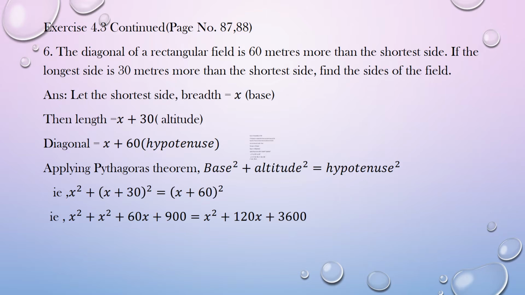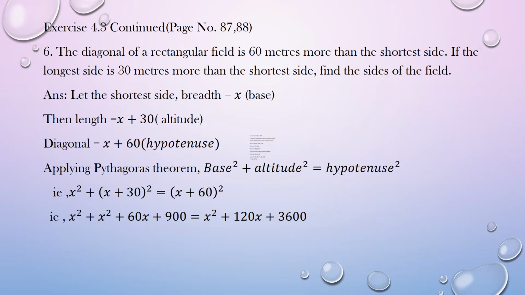The diagonal of a rectangular field is 60 meters more than the shortest side. If the longest side is 30 meters more than the shortest side, find the sides of the field. Here in the question it is given that the diagonal is 60 meters more than the shortest side. As we don't know the shortest side, let us take the shortest side, that is the breadth, equal to x.